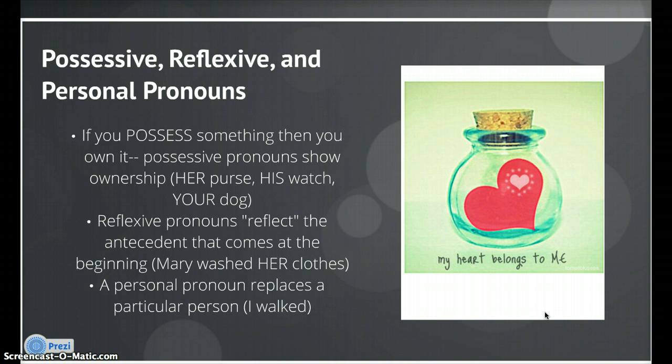A personal pronoun is a pronoun that replaces a particular person. Instead of saying Mary walked, because that would sound silly if your name is Mary, then you would just say I walked. That's considered a personal pronoun. Look at your guided notes and make sure you fill in every single thing that you need to fill in for possessive, reflexive, and personal pronouns.